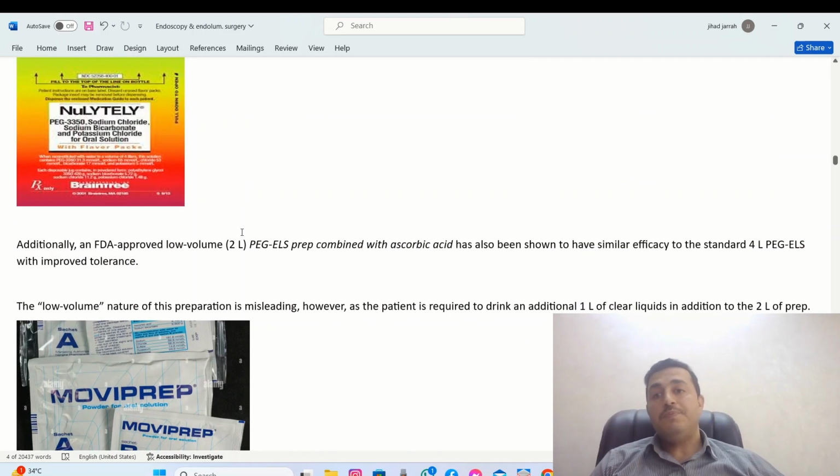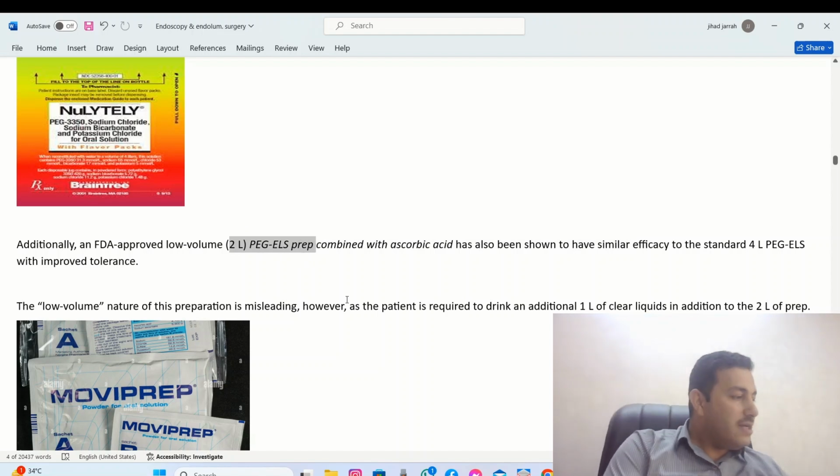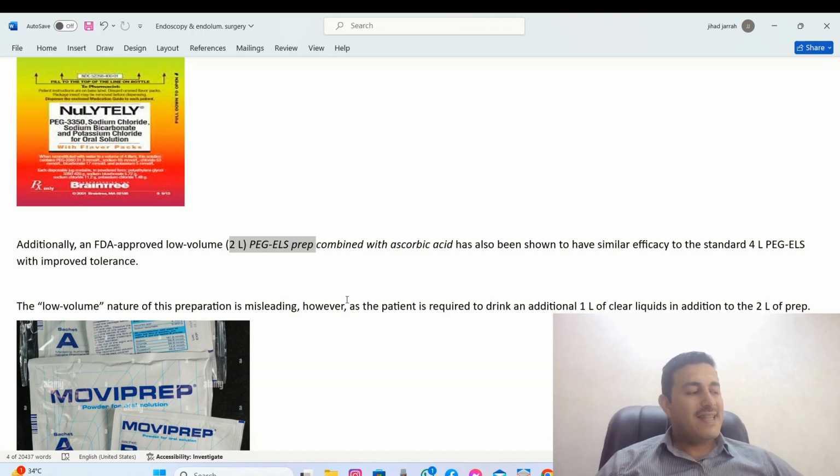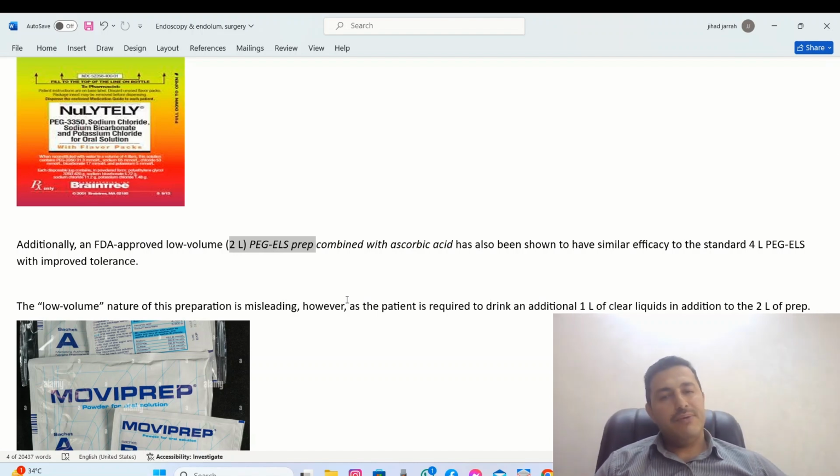We said 4 liters. We have the 2 liters only. We prepare the bowel with 2 liters of polyethylene glycol electrolyte lavage solution, and actually it's nowadays proven that the efficacy of bowel preparation is the same when we compare it to 4 liters.